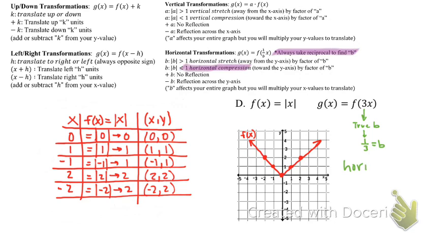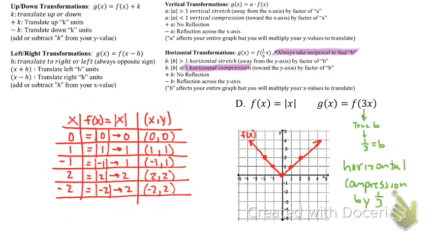Horizontal compression by 1/3. Again, a compression is we're going to smash horizontally. So basically this graph is going to shrink in from left and right. It's going to go inward, left and right. Okay? So how do I apply this graph? How do I do this horizontal compression?